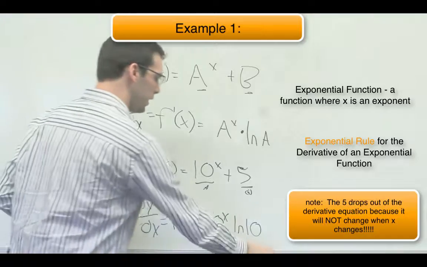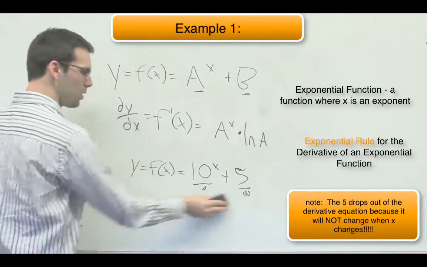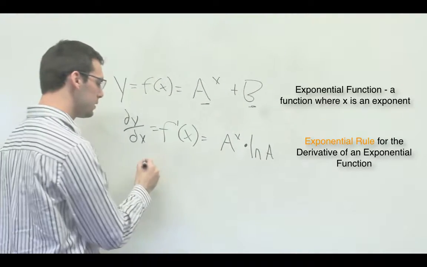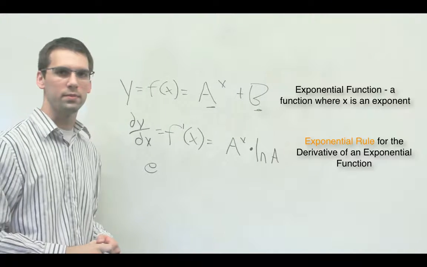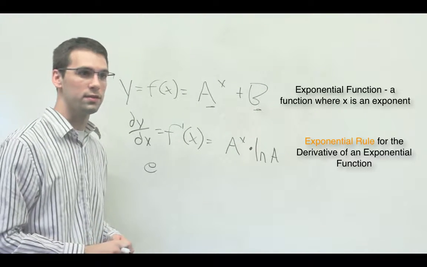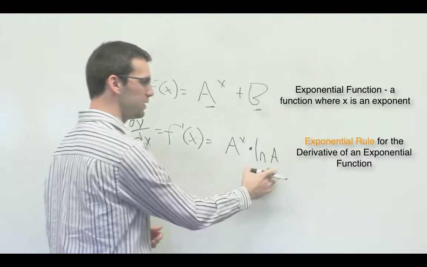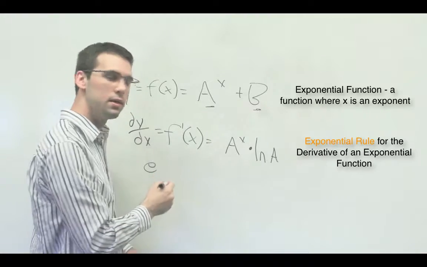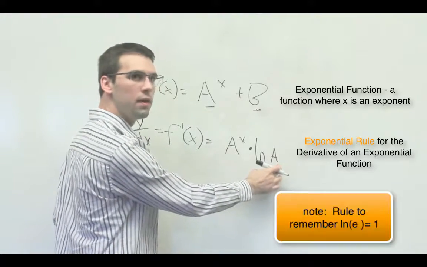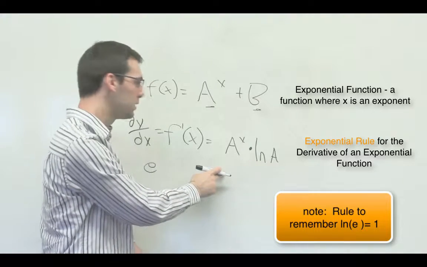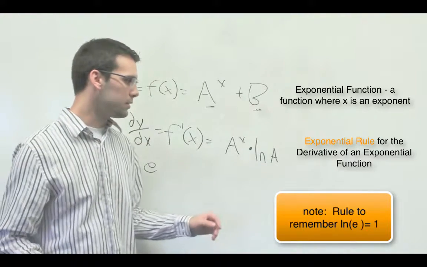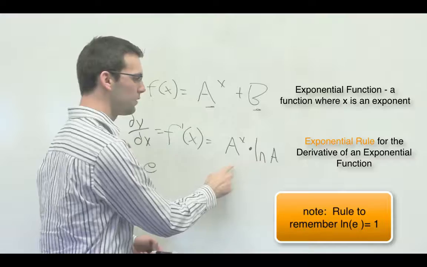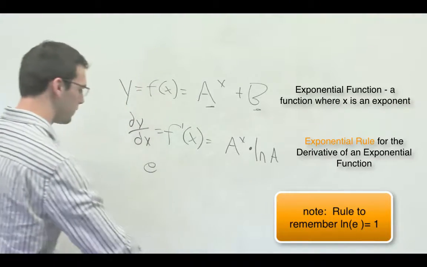Okay? Now, of course, we typically use the number e when we're dealing with logarithms and exponential functions. It just tends to work out nicer, especially in this case, because we can see if a is equal to the number e, then we have the natural log of e in the output of this rule. And so the natural log of e is, of course, 1. And so it just becomes very simple. It becomes e to the x.